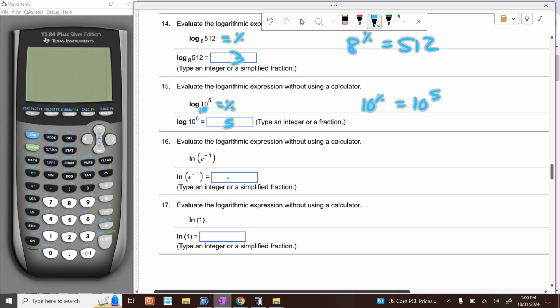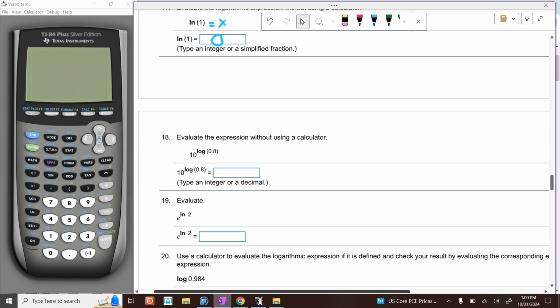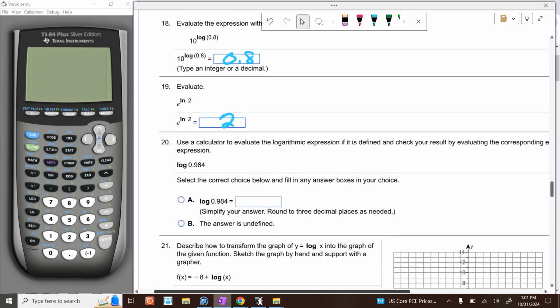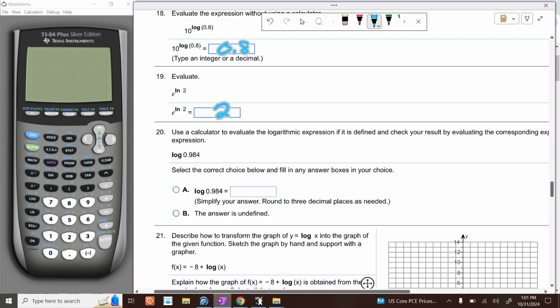ln's and e's cancel each other out. So it's negative 1. The ln of 1 equals x. So e to the x equals 1. E to the what equals 1? E to the 0 equals 1. Tans and logs cancel each other out, so this is just 0.8. E's and ln's cancel each other out, so that's just 2. And this one you'd use your calculator and just type it into your calculator.